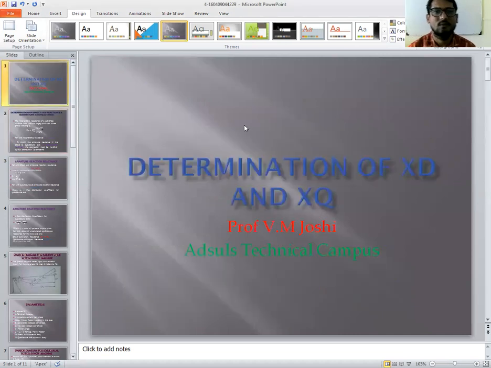Today's lecture we are going to discuss the determination of XD and XQ. First of all, we have to understand what is meant by XD and what is meant by XQ. XD means the direct axis synchronous reactance. The direct axis has a magnetic effect aligned with the field pole axis. The field pole axis is called the direct axis.